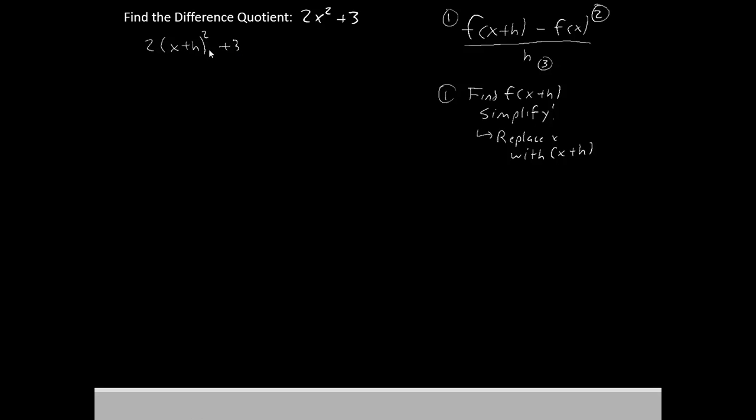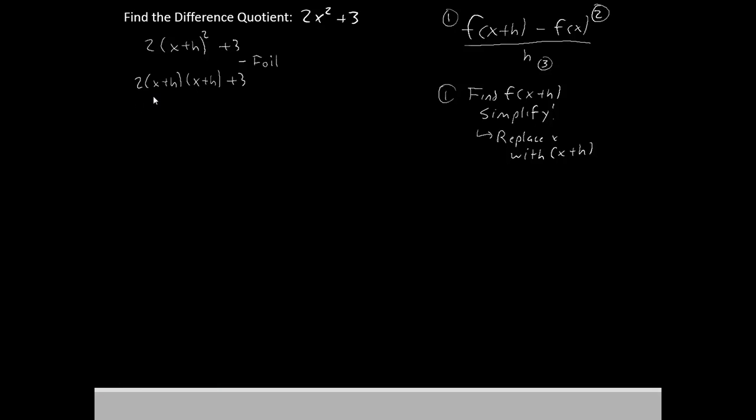plus 3. Now, I don't much like having parentheses in the way while I'm trying to do all this other stuff to it. So you should probably, at this point, try to FOIL it out and get rid of the parentheses eventually. When we do that, we're going to rewrite it as 2 times x plus h times x plus h plus 3. And now I'll go ahead and FOIL it.